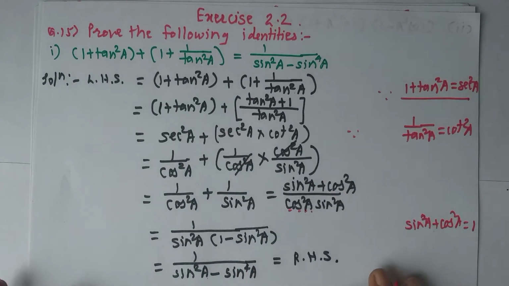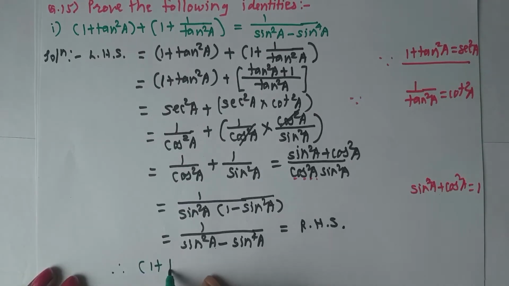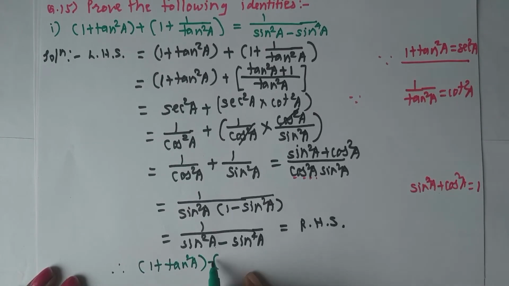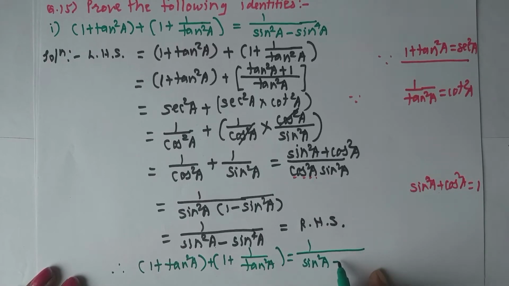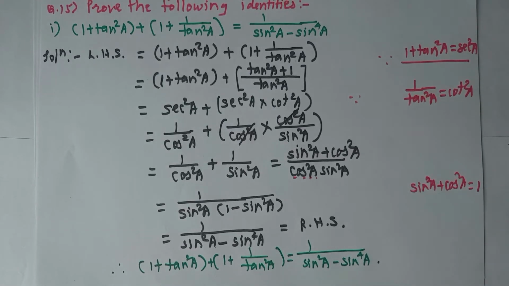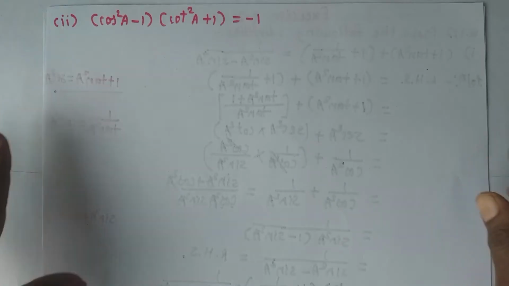Therefore, in the last step you write down 1 plus tan square a plus, in the bracket, 1 upon tan square a is equal to 1 upon sin square a minus sin raised to 4a. In such type of problems, you have to only prove left hand side equal to right hand side using properties of trigonometry and relation of trigonometric functions between them. Okay. Let's see the second problem.